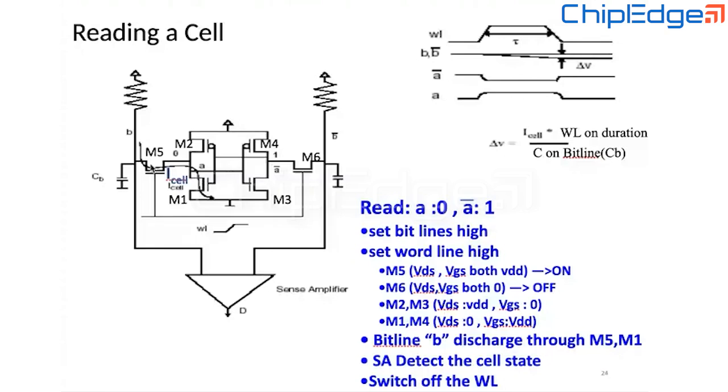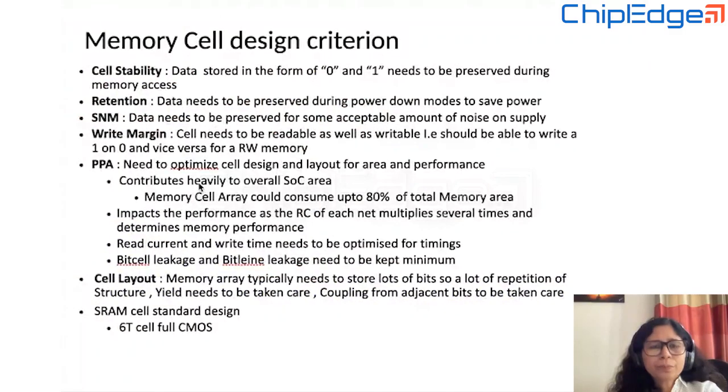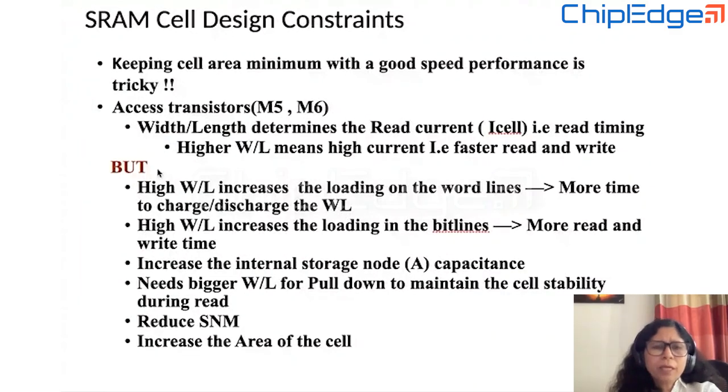So if we choose M5 bigger, we need to choose M1 accordingly bigger. There is a ratio which needs to be maintained between M5 and M1, which is called the cell ratio. If we make M5 bigger, we need to make M1 also bigger. And the bigger the M5, it poses some threat to the SNM because it takes more current. It gives more charge to this internal node, which is needed for it. But if it is too high, it might impact my SNM in a bad way. And of course, the higher the size of any transistor, the higher the area of the cell.